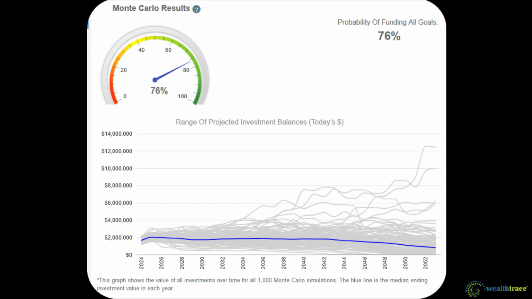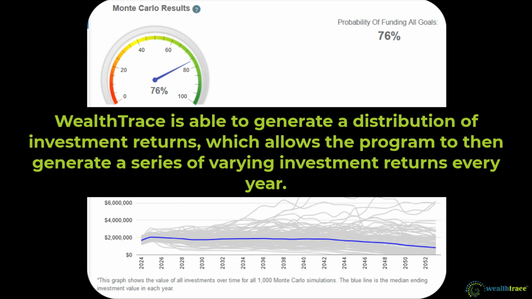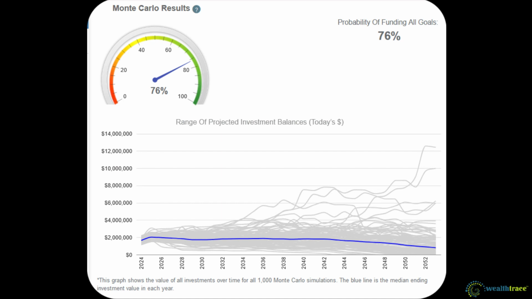Using this information, WealthTrace is able to generate a distribution of investment returns, which allows the program to then generate a series of varying investment returns every year. When the Monte Carlo simulations are run, the program counts up how many times in these simulations you run out of money. You can then see the percent of the time that you never run out of money. So the best you can get is 100%.